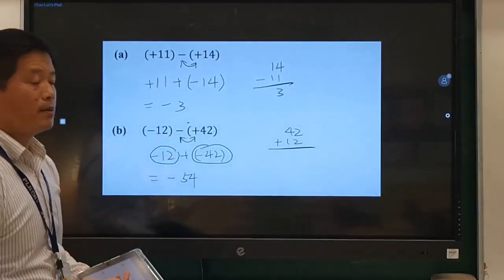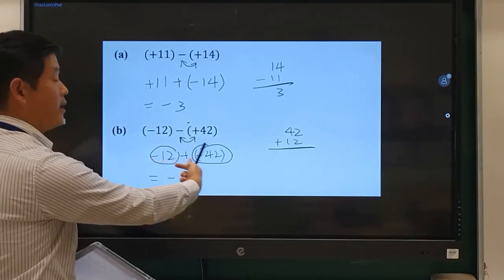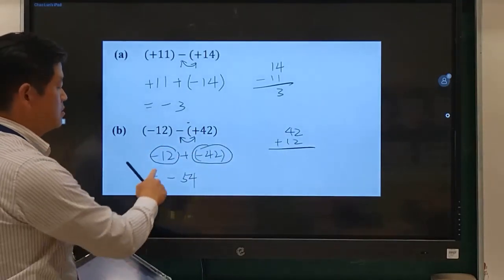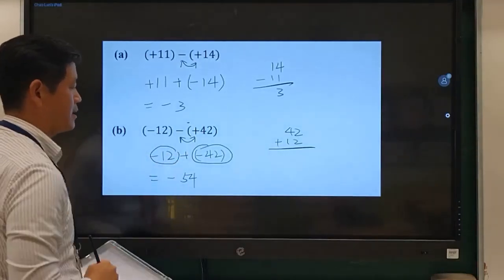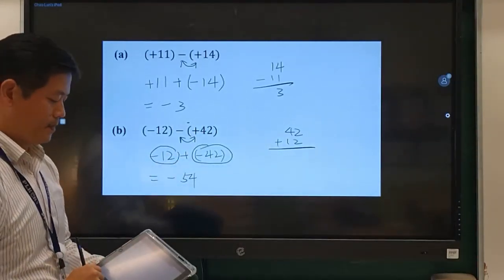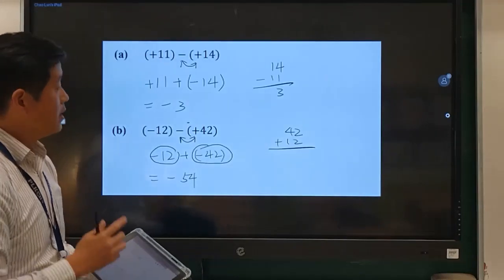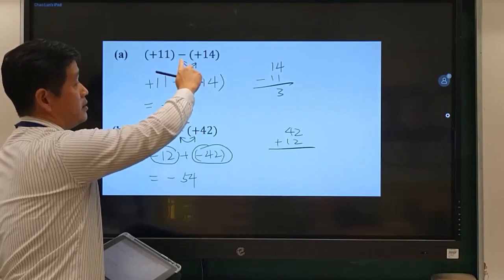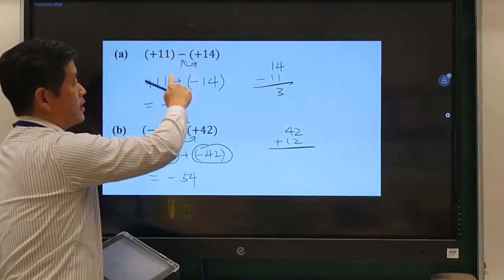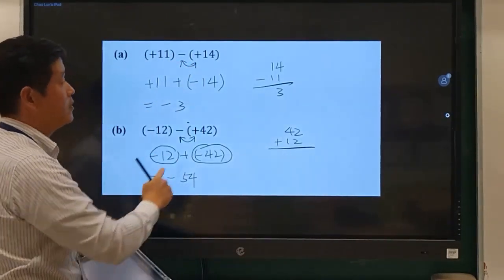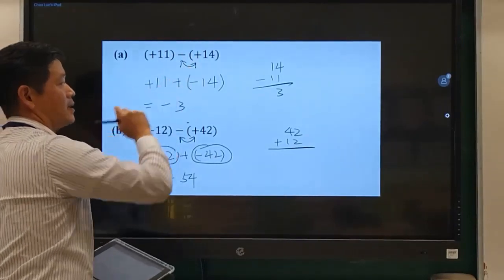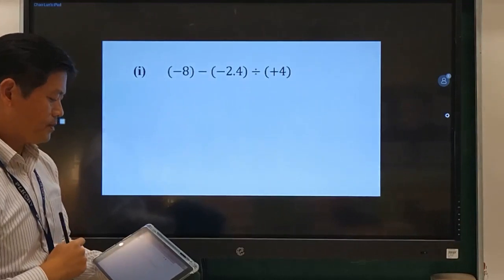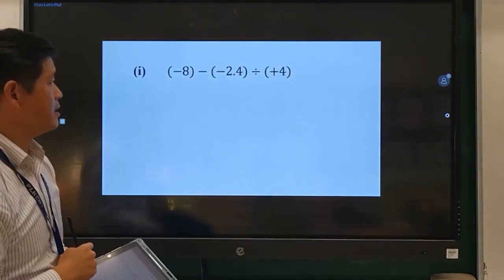So if you're looking at the number line, that means basically negative 12, and it keeps going to the negative side 42 units. So you add it up together, that becomes negative 54. All right, so the key to this is you can swap out these two signs. Switch them. So now it becomes plus negative. Subtracting a positive is the same thing as plus a negative. All right, a couple more mistakes that you guys are making.